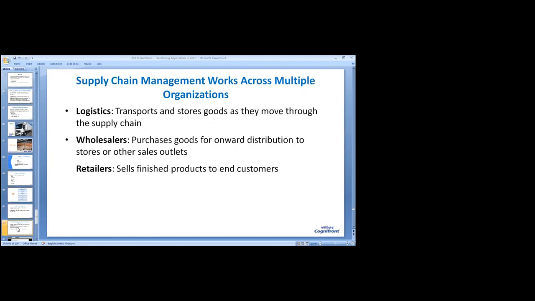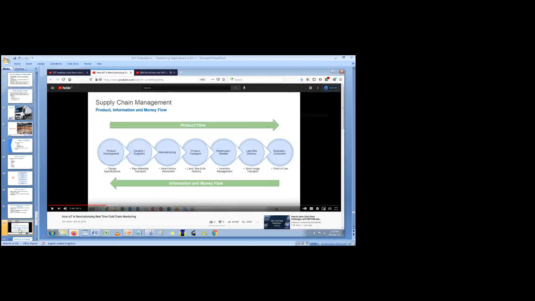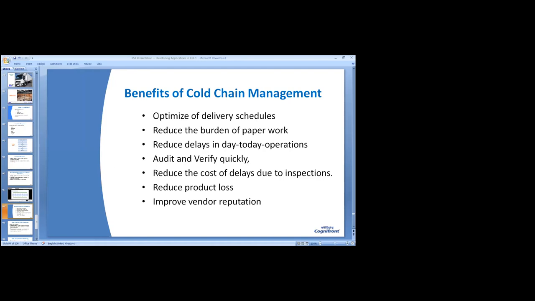Now, there are many advantages of cold chain. For example, there is an optimization of delivery schedule. So the delivery schedule can be maintained very properly. Then paperwork is removed. Then delay in day-to-day operation is removed. Audit can be done systematically. Then cost of delays. It happens that during transport, some delay happens, so that can be reduced. And then product loss. For example, if the product is not transported in time and being perishable, it gets wasted and there is a loss to the owner. So that can be removed, and then we can improve the branding of that particular company. So there are so many advantages of cold chain management.